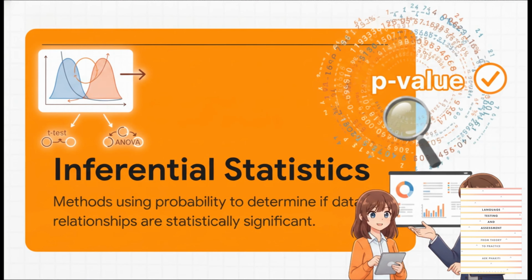Okay, that makes sense. But what if I want to go a step further and compare two entirely different classes? Or, say, figure out if my brand new teaching method actually worked better than the old one? For that, we have to step up to inferential statistics. We use specific tools, things like the t-test or ANOVA, to infer relationships in the data. Oh, and is that where the famous p-value comes into play? Spot on. A p-value of 0.05 is what we look for to prove that our outcomes are statistically significant, meaning they didn't just happen by pure chance.